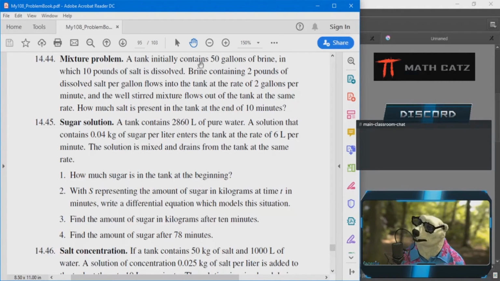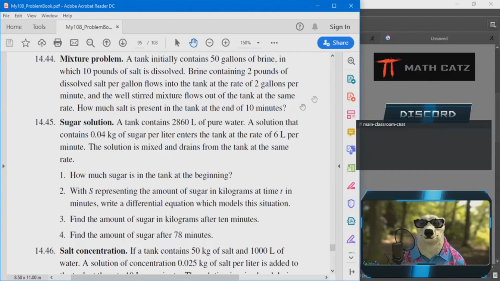A tank initially contains 50 gallons of brine, in which 10 pounds of salt is dissolved. Brine containing 2 pounds of dissolved salt per gallon flows into the tank at the rate of 2 gallons per minute, and the well-stirred mixture flows out of the tank at the same rate. How much salt is present in the tank at the end of 10 minutes?